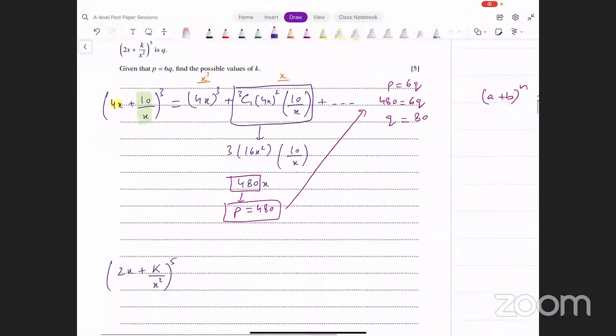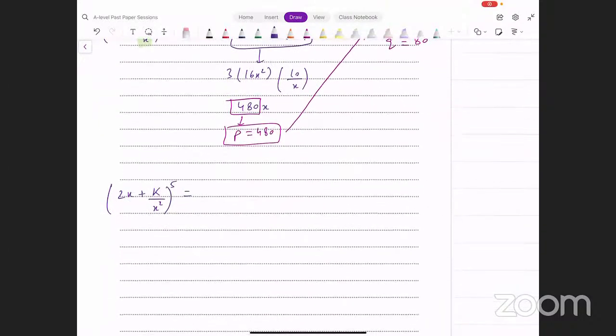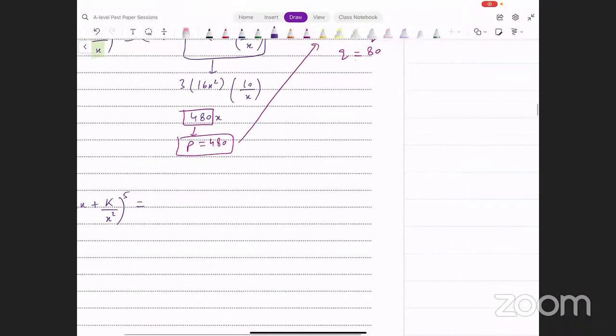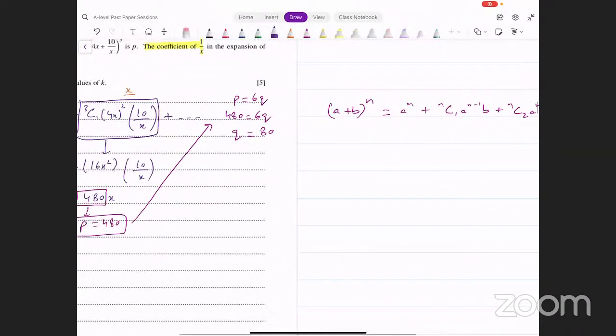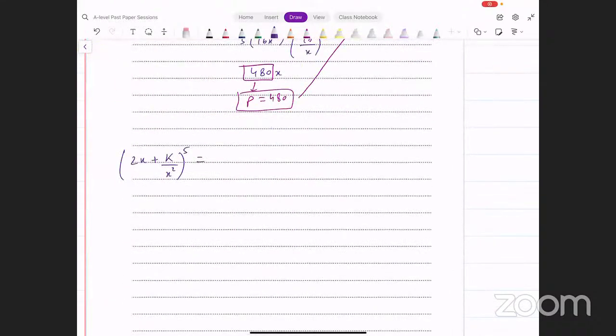Again, let's just expand this. Don't worry about the term formula and everything. आपको उसकी जरूरत नहीं है. That's going to get more complicated. आप simply इसको expand कर लें और देख लें कौन सी term आपको चाहिए. ठीक है, कैसे expand करेंगे? Again, we're going to use the same formula. A raised to power n. This is the formula that you've got. आपके पास formula sheet सामने होगी when you're working on this. A raised to power n. That's the first term. A क्या है यहाँ पे? A is 2x. 2x whole raised to power 5 plus nc1, that's 5c1 into 2x whole raised to power 4 and k over x square whole raised to power 1.